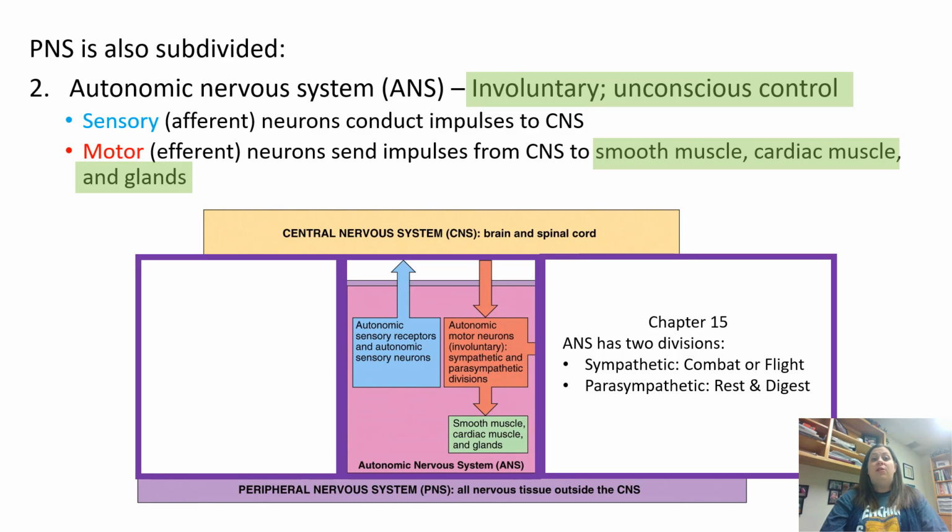In this case, the motor neurons are going to send impulses from the central nervous system now to smooth muscle, cardiac muscle, and glands. It's not going to talk to the skeletal muscles. Again, this is the involuntary, unconscious control that you're not quite aware of. We see that this is going to be discussed more in chapter 15, where the autonomic nervous system is actually divided into the sympathetic nervous system, known as the combat or fight or flight, and then the parasympathetic, which is also termed the rest and digest.